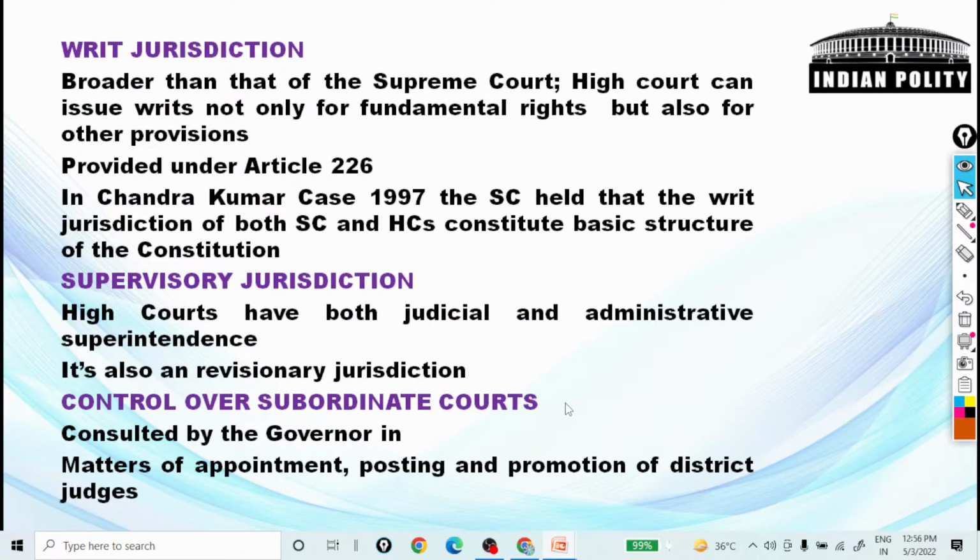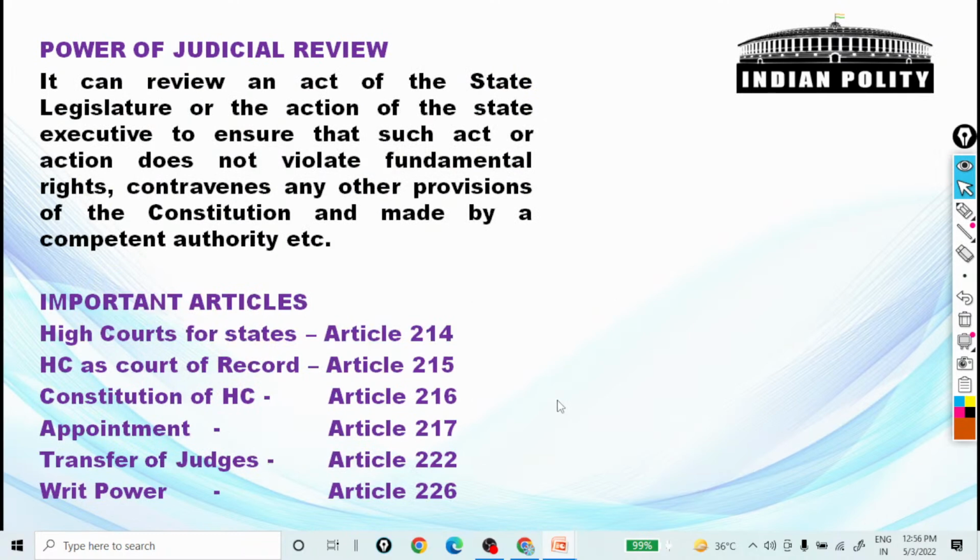So these are the jurisdictions of the High Court, and there is also a jurisdiction called the power of judicial review, a unique weapon in the hand of the judiciary to review any legislative acts, executive actions, or bylaws, to establish their constitutionality. The High Court and Supreme Court conduct judicial review to ascertain whether the act or order in question violates the Constitution or not, transgresses the fundamental rights or not, or is prepared by a competent authority or not. So on three grounds, you can see that judicial review can be exercised.